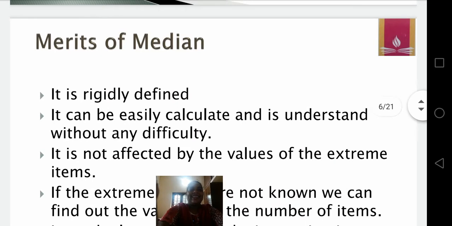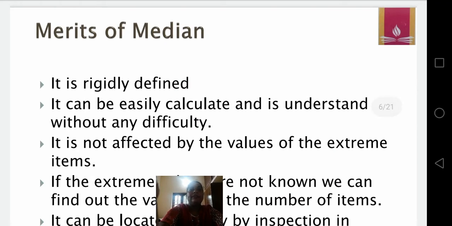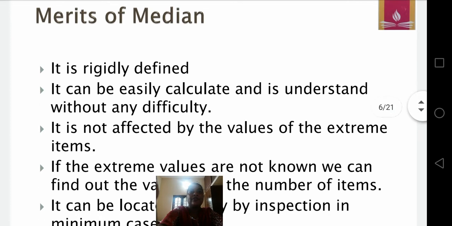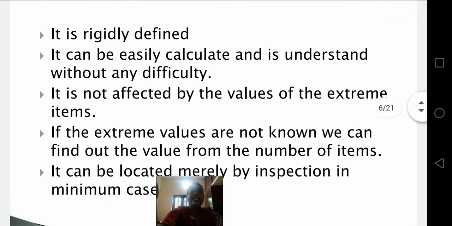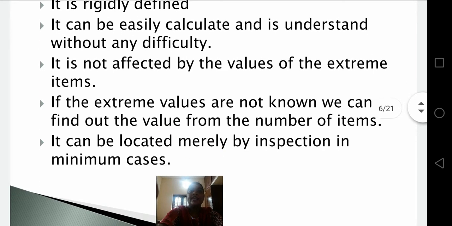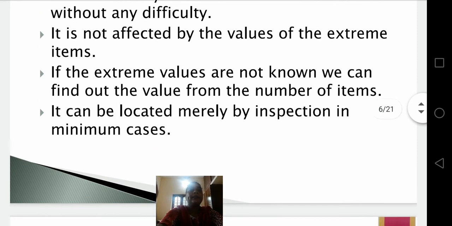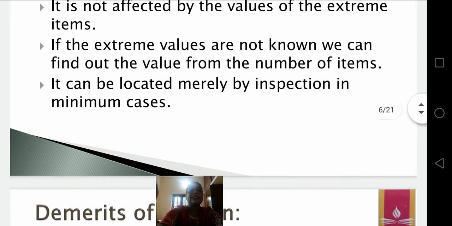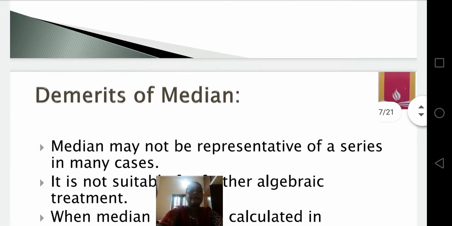Let's see what are the merits of the median. Because it is rigidly defined, it can be easily calculated and is understood without any difficulty. It is not affected by the value of extreme items. If the extreme values are not known, we can find out the value from the number of items. It can be located merely by inspection in minimum cases.